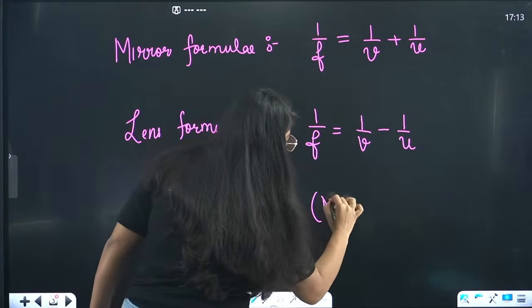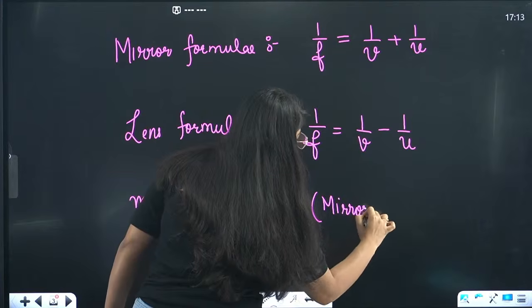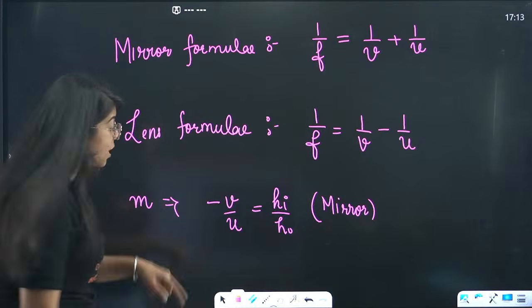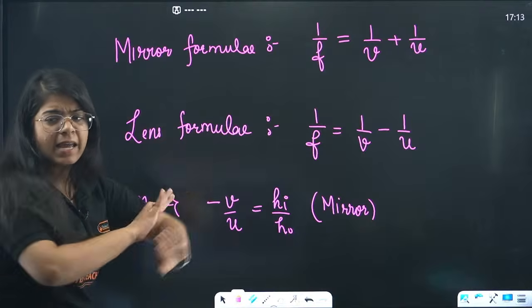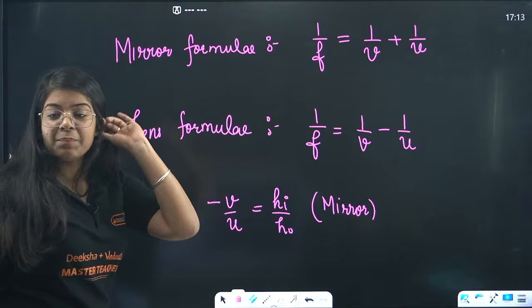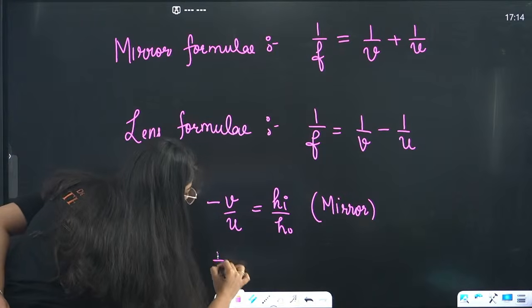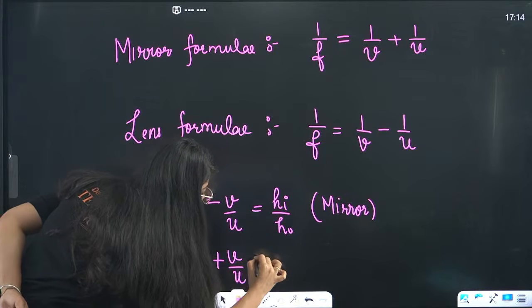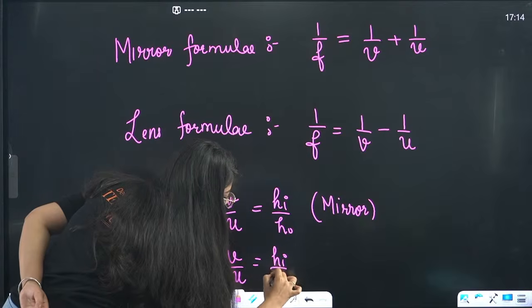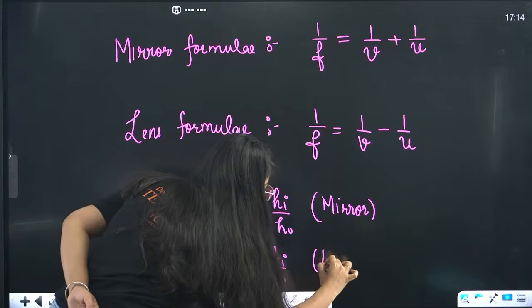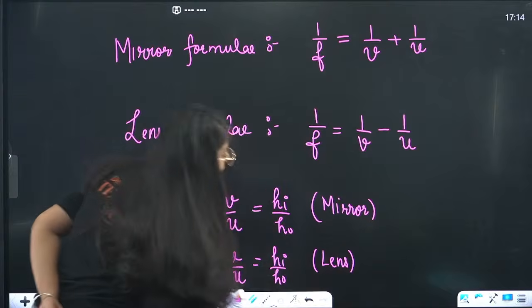And this is for mirror. Right, this is for mirror. Now same for lens, but just not this negative sign, everything else is same. 1 by V plus 1 by U equals 1 by F. Very good Devesh. So for lens we have plus V by U, height of image by height of object, and this is the lens formula.